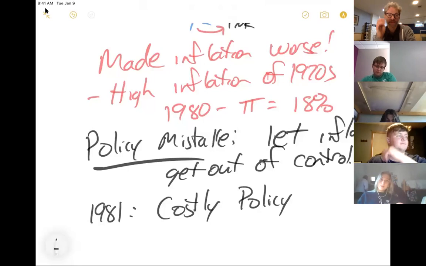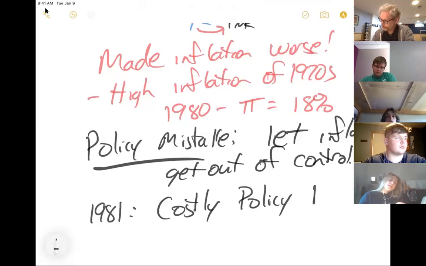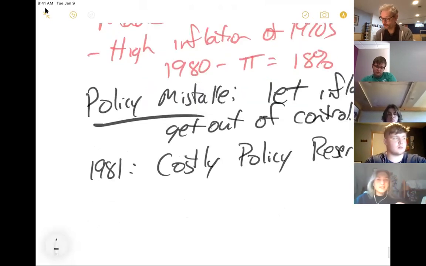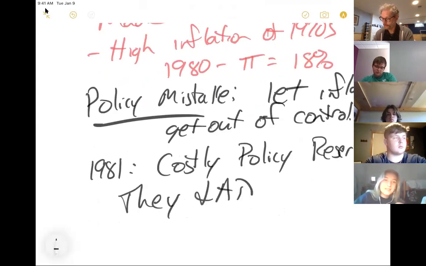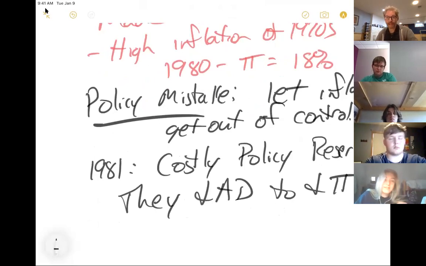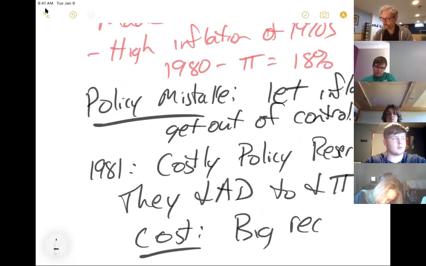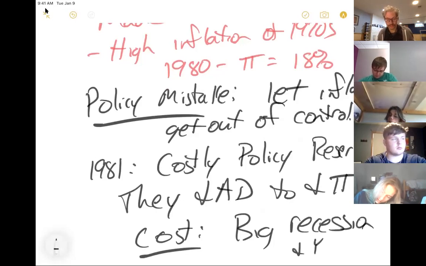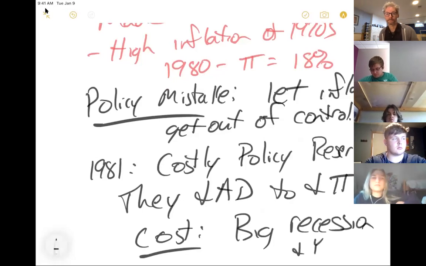Right. So this was a costly policy mistake where they let inflation get out of control. And basically what happened then in 1981 was the Fed had to do a costly policy reversal. They significantly reduced aggregate demand to reduce inflation. But what was the cost? A big recession. The Fed basically purposely ran a recession in 1981 because it was the only way that they could reduce inflation. So this was a big mistake.